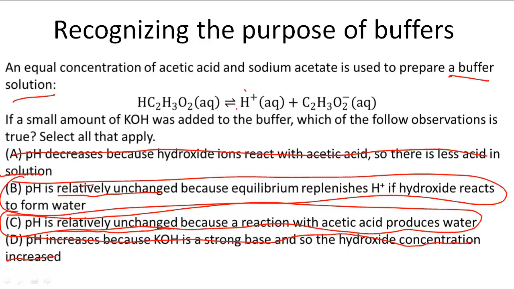So based on the buffer properties, having its salt and the weak acid or base, it is going to help keep the pH relatively unchanged, and based on the dynamics of the buffer, it's going to help keep the pH relatively unchanged.